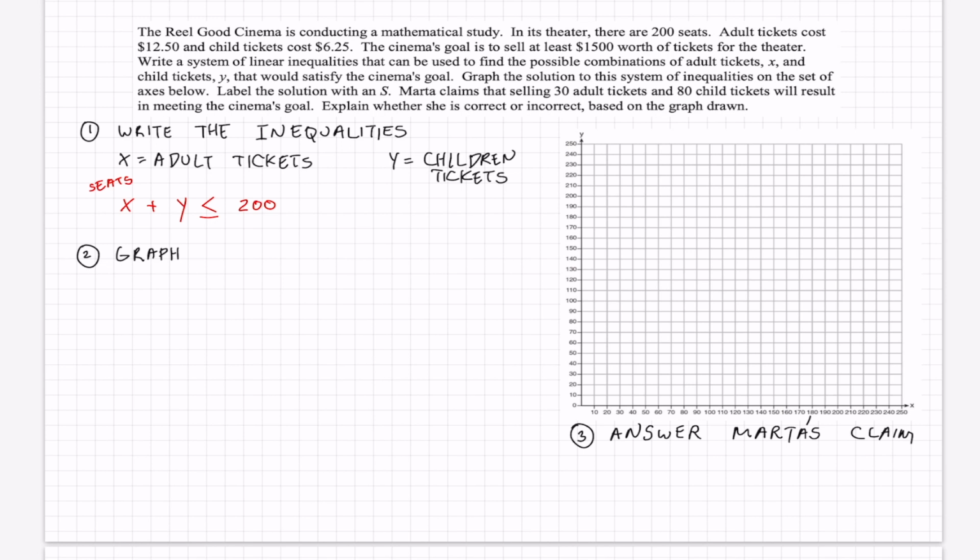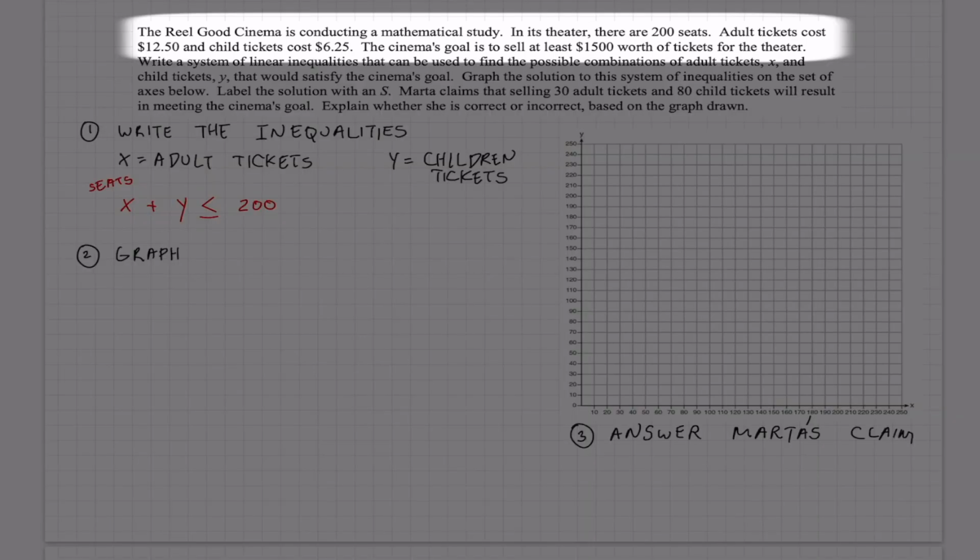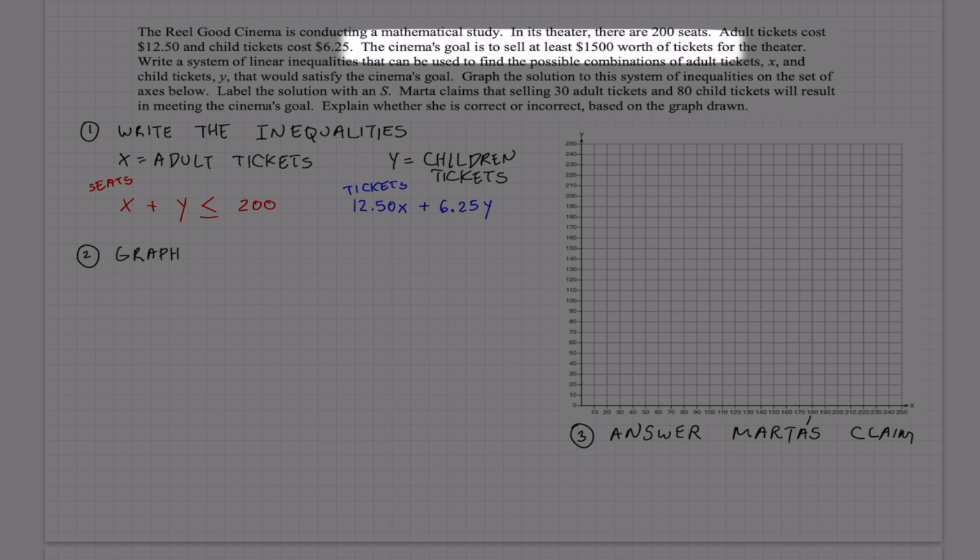The second inequality is a little easier to write. It says adult tickets cost $12.50. We can write that as 12.50x, 12.50 times every adult ticket, plus child tickets cost $6.25, so 6.25y, and we have the number 1500.